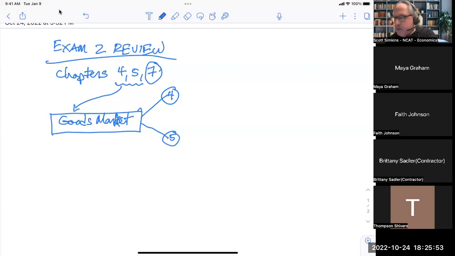So chapter 4, so let's go back to 5, right? What Faith was just talking about. So 5, right, is about the. I just got dinged again, so I just want to make sure everybody's in. Okay.